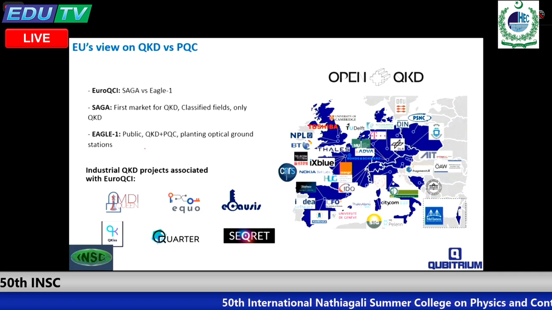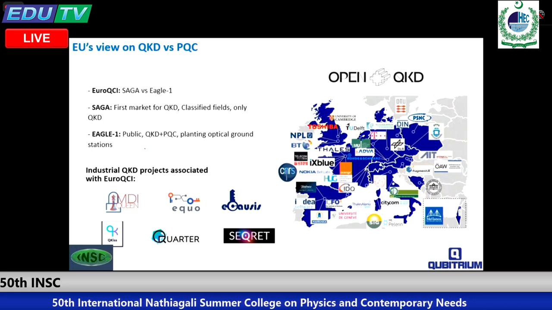So what's Europe going to do? Because Europe is kind of in the middle, right? So what is Europe going to do? Let's try to understand what they did and why they did it. So basically, they have some infrastructures, especially on the satellite part. They have this Eagle 1 studies from the European Space Agency, and they split into 2, Saga and Eagle 1 approaches.